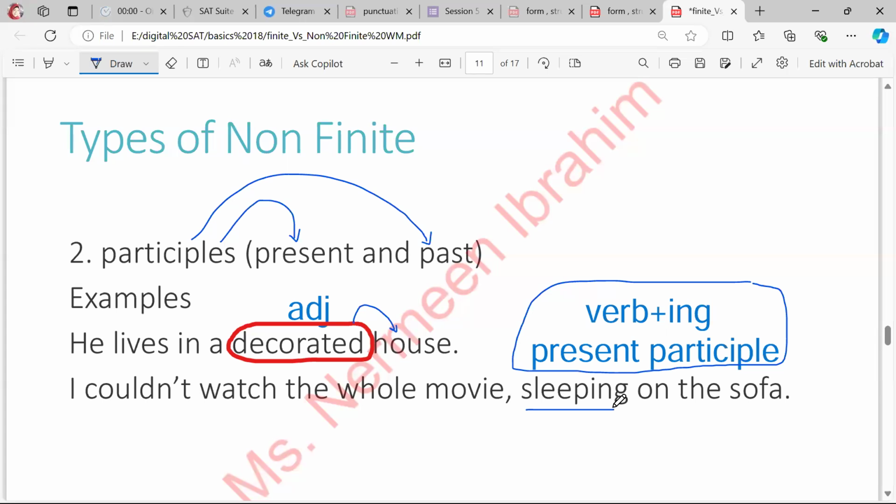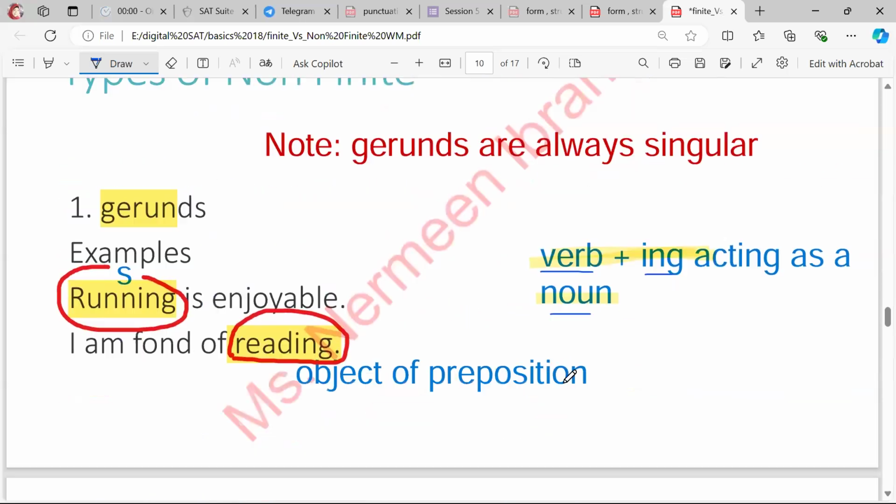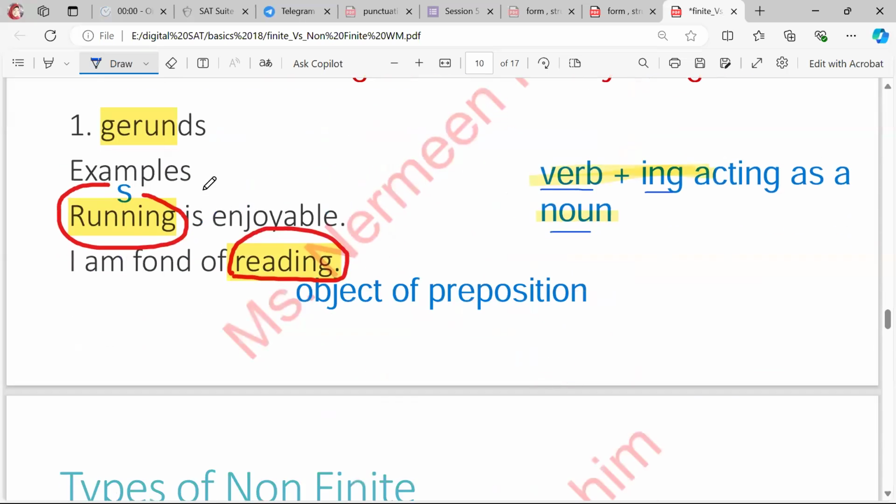Why, teacher? Because there is a tiny difference between the present participle and the gerund. The gerund cannot be removed from the sentence. Cannot, ever. If I try to remove it like that, what is left is "enjoyable." Is it a complete meaning? Did you understand anything? Can I say "is enjoyable"? What is enjoyable? I cannot.